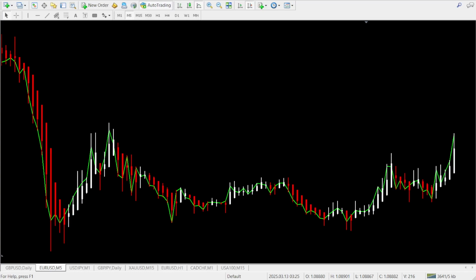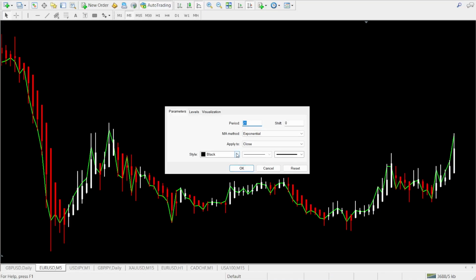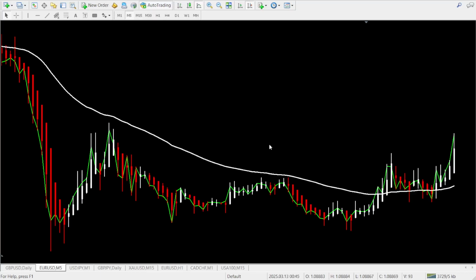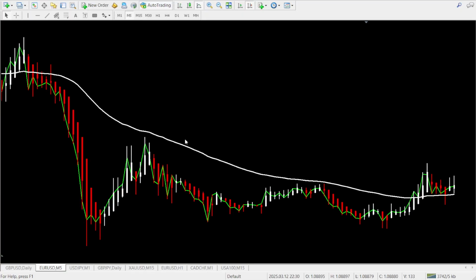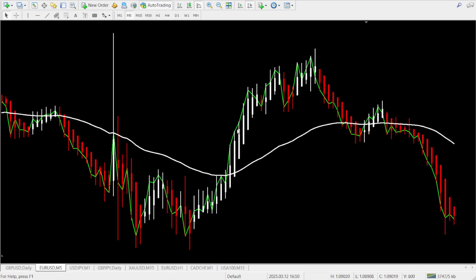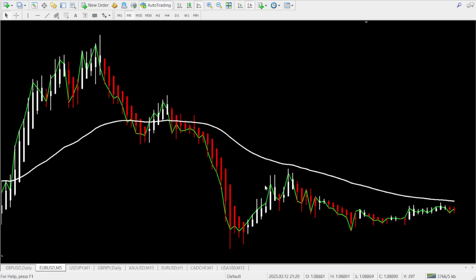Now, Heikin Ashi works even better when combined with other indicators. So here are three of the best to use. One is moving average. You can use the 50 period EMA, for example. Using the 50 period EMA helps confirm trend direction. If Heikin Ashi candles stay above the EMA, the trend is strong for a buy trend. If it stays below, it means the trend is strong for a sell trend.